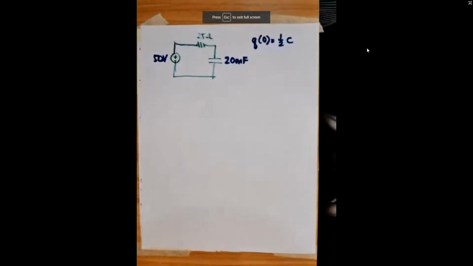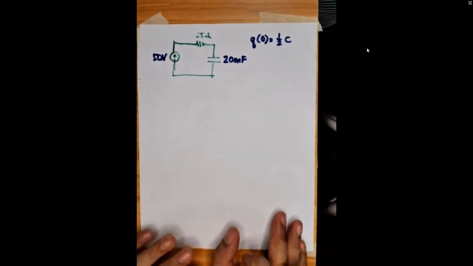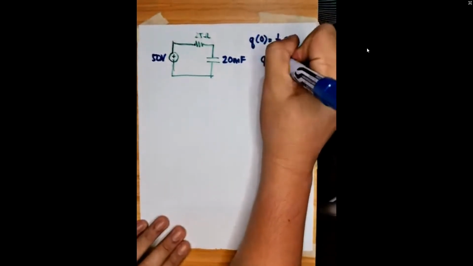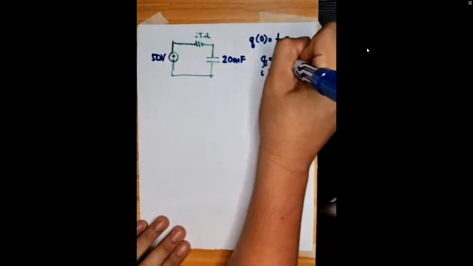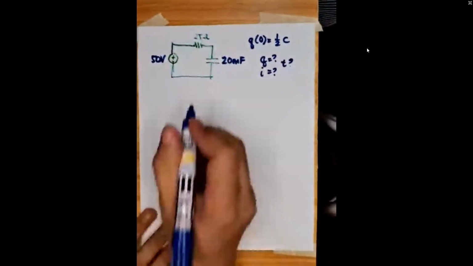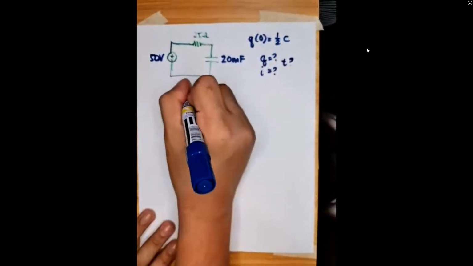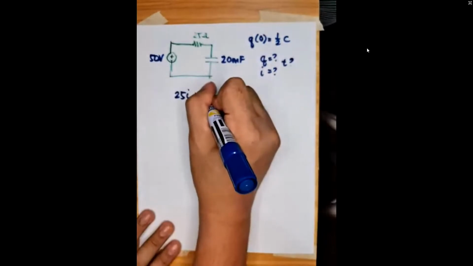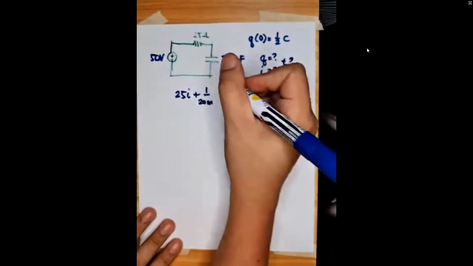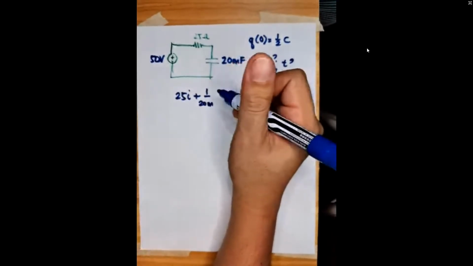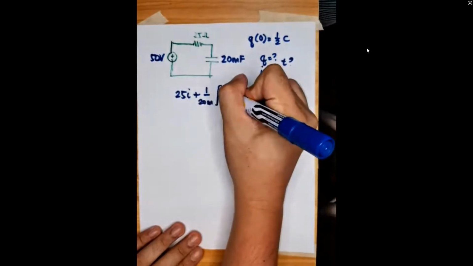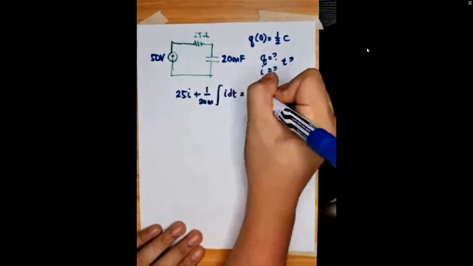Now, ito naman, difference is charge. Calculate the charge and current at any time T. So we are to find what is the charge and the current at time T. Okay, so if we will perform yung KVL, so this will be equal to 25I plus 1 over C, so that's a 20 millifarad times the integral of I dt is equal to 50.